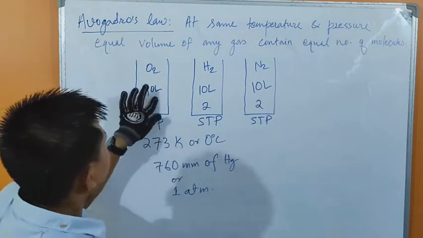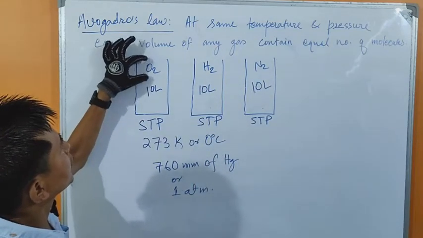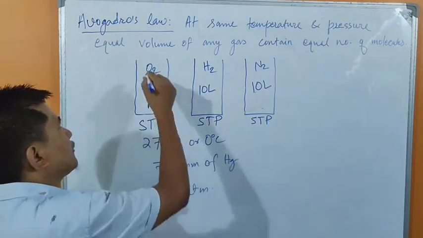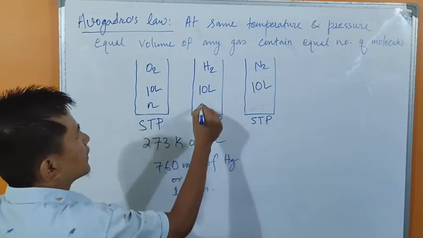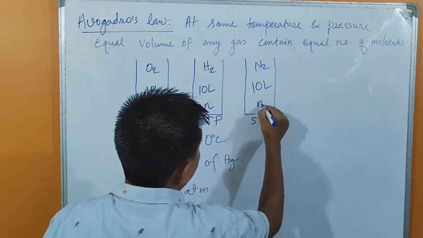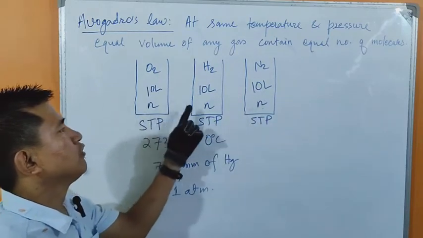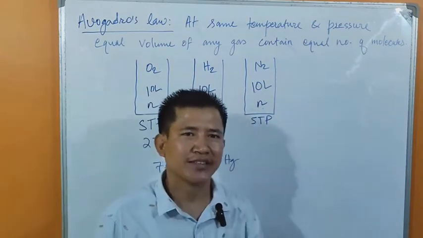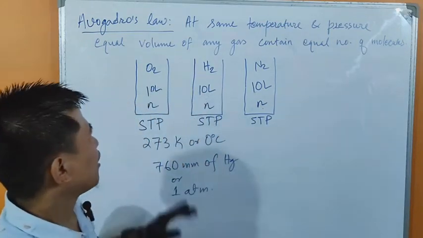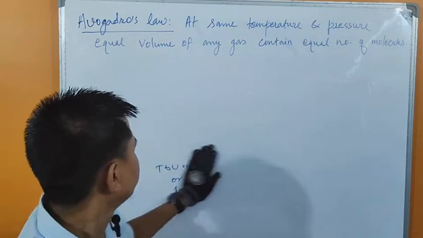Keep this in mind. If the number of molecules of oxygen is N, then the number of molecules of hydrogen will also be N, and the number of molecules of nitrogen will also be N. Equal volumes of any gas contain an equal number of molecules. This is what Avogadro's law tells us. I hope you got this. Now, we will move on to the applications of Avogadro's law.